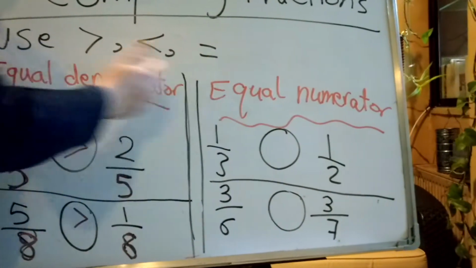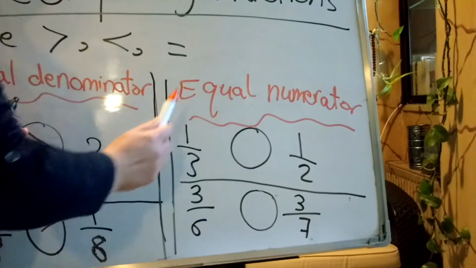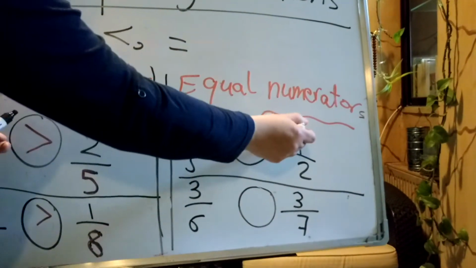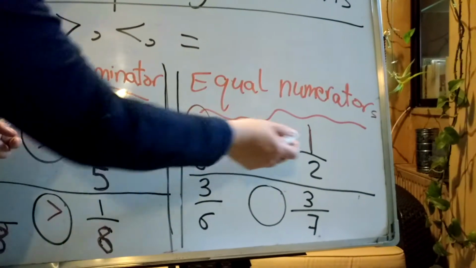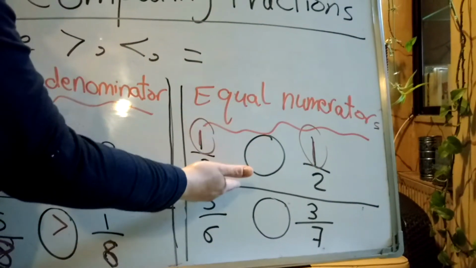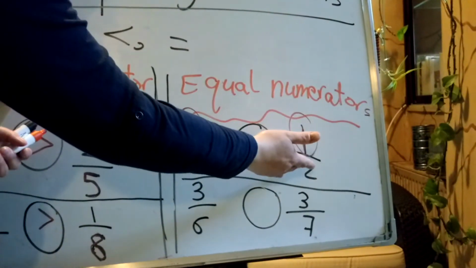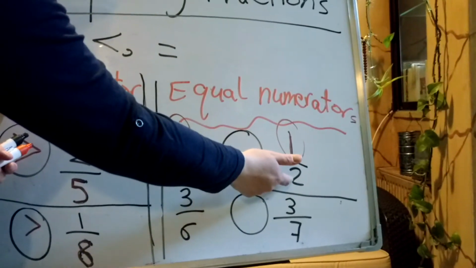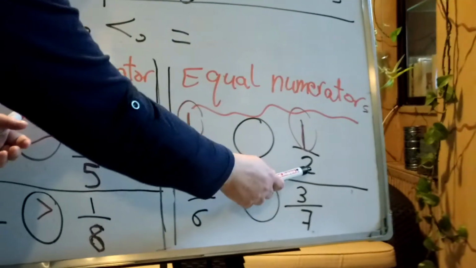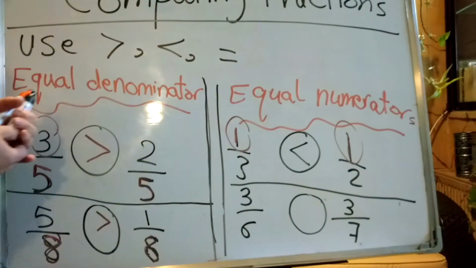The second situation is when you have equal numerators. Here you have 1/3 and 1/2. You see the numerators here are the same. When the numerators are the same, we look at the denominators, and the fraction with the lesser denominator is the greatest. So here 2 is less than 3, but 1/2 is greater than 1/3.